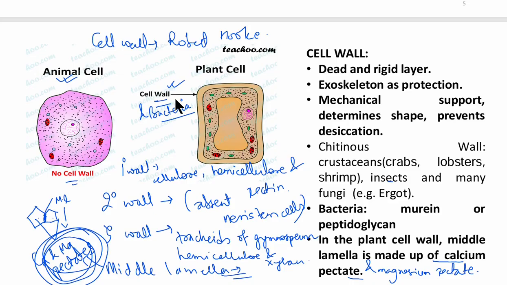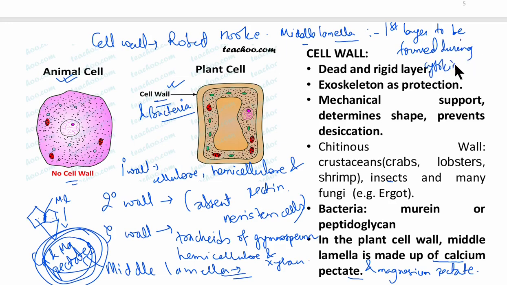And likewise, the middle lamella. The important terms about the middle lamella: it is the one which joins the two cells. It is made up of calcium and magnesium pectate. Likewise, it is the first layer to be formed during cytokinesis.